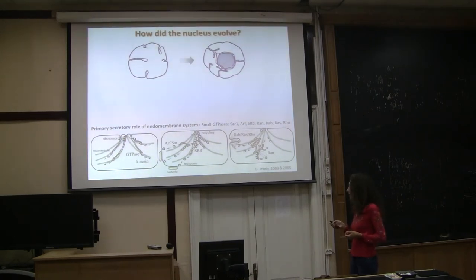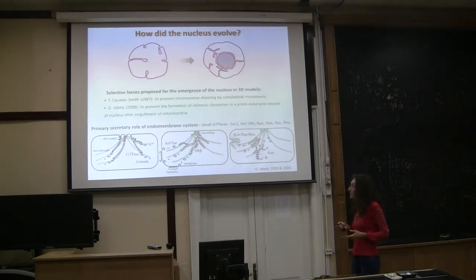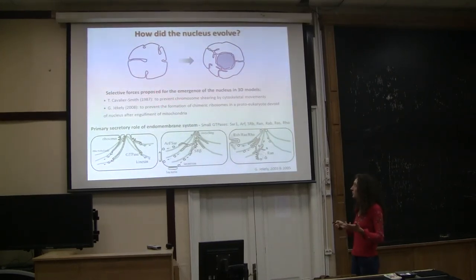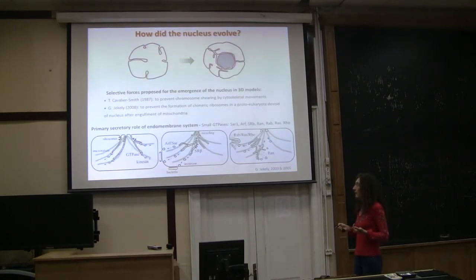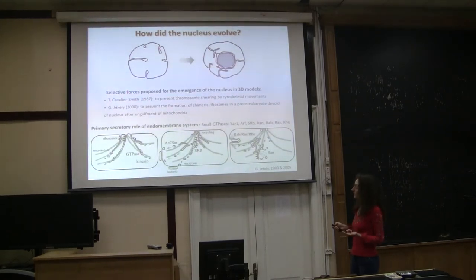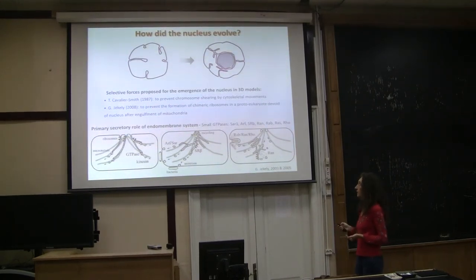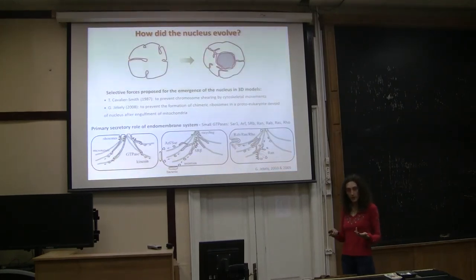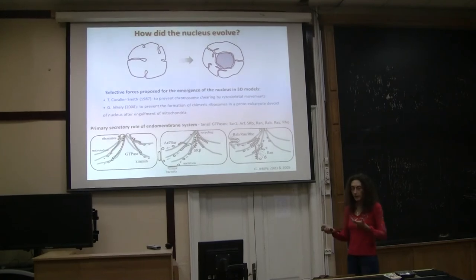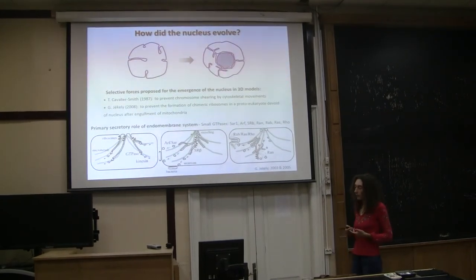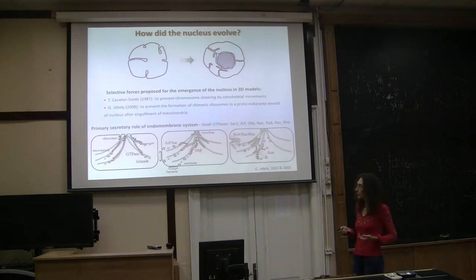in several articles. But so the 2 types of selective forces that have been proposed for the autogenous origin of the nucleus are, first, Tom Cavalier-Smith suggesting that the nucleus evolved to prevent chromosome sharing by cytoskeletal movements when the cytoskeleton developed. But the problem is that many organisms have open mitosis and they seem to do quite well, even if there are cytoskeletal movements. And cytoskeleton also exists in some bacteria and they seem to do quite well.